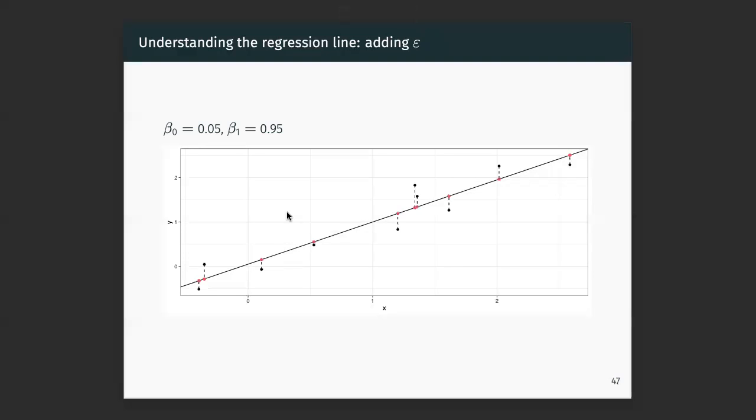Epsilon is the distance between the observed and y hat. How far away is the observed value from the expected value? So these errors show us how far each point is from the actual regression line.